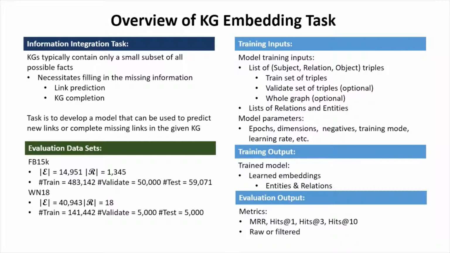To train the model, we will input a set of triples of subject, relation, object, as well as a list of relations and entities, and some other model hyperparameters. After the model is trained, it will output the learned embeddings of the subjects, relations, and objects.